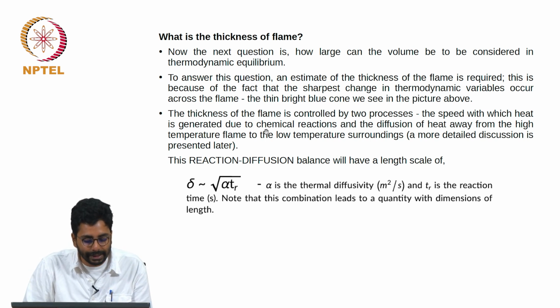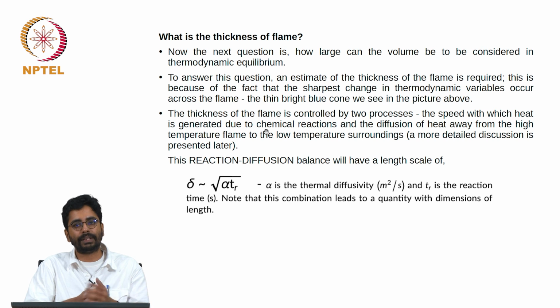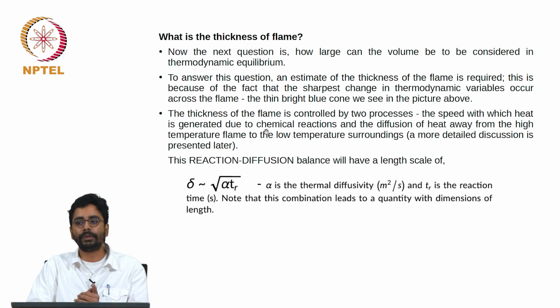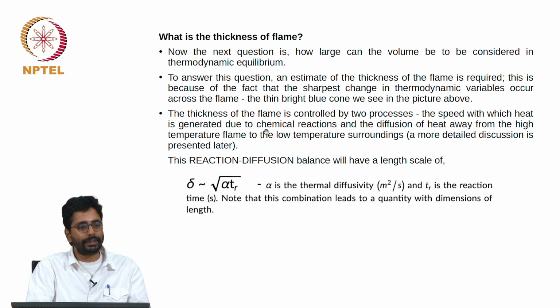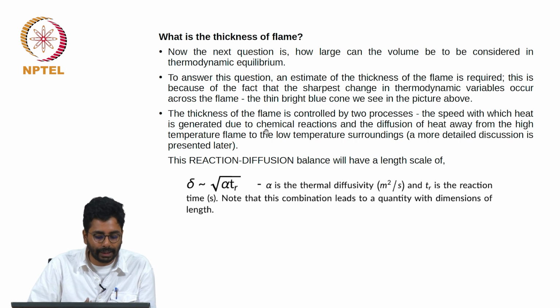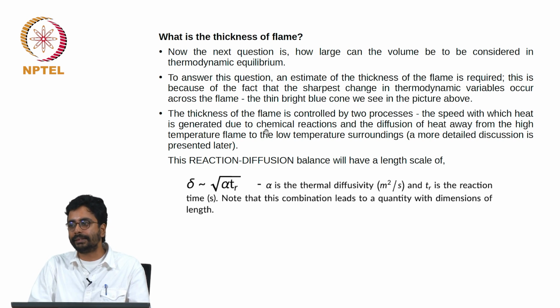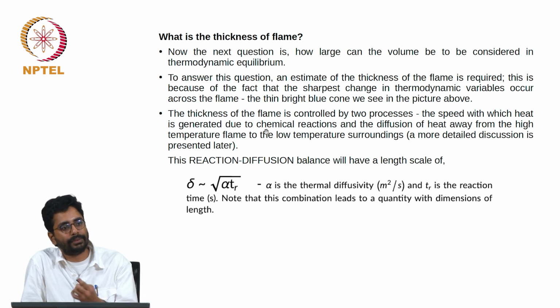So this reaction diffusion balance will have a length scale, which, like for any reaction diffusion process, will go as the square root of a diffusivity multiplied by a time scale. Alpha is the thermal diffusivity measured in meter square per second, and T subscript R is the reaction time. This is also another feature that you will see in analysis of mass transport, heat transport, and momentum transport. Whenever a process is controlled by a diffusion reaction balance, the length scale associated with that process will be proportional to the square root of diffusivity times a time scale.